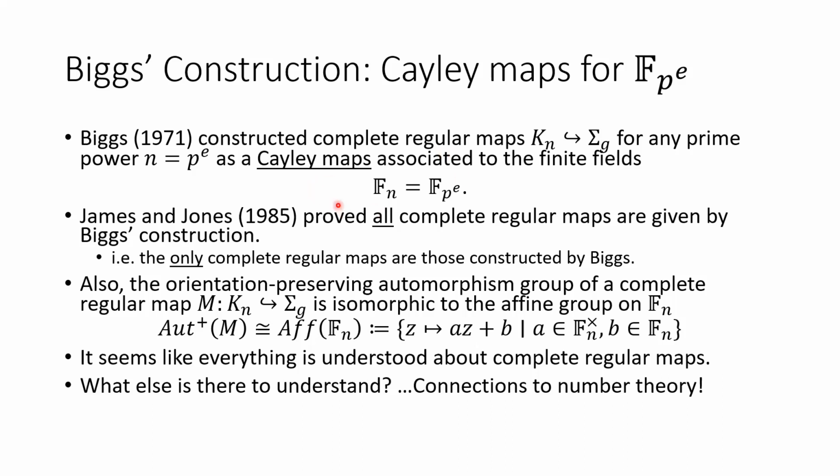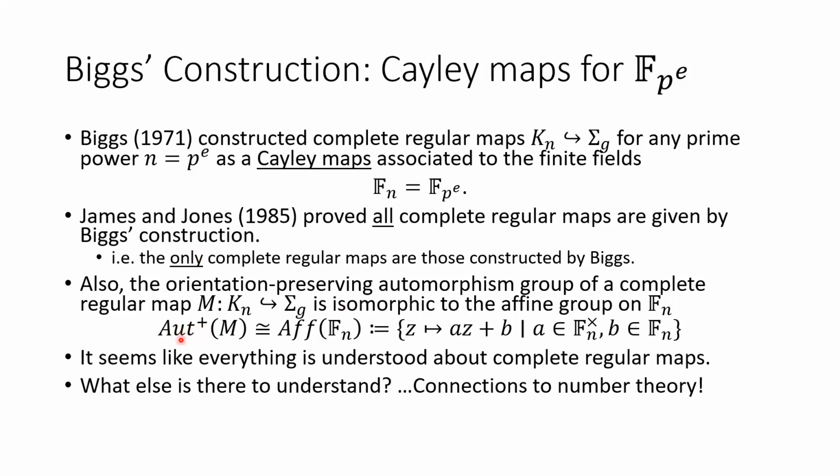So that's a quick idea of how to get Cayley maps from finite fields. And then James and Jones in 1985 proved that all complete regular maps are given by Biggs' construction. So the only complete regular maps are those constructed by Biggs as Cayley maps associated to finite fields. And also the orientation preserving automorphism group of a complete regular map M, which is Kn embedded inside of Sigma g, is isomorphic to the affine group on this finite field.